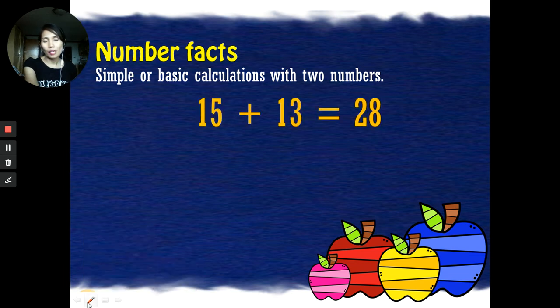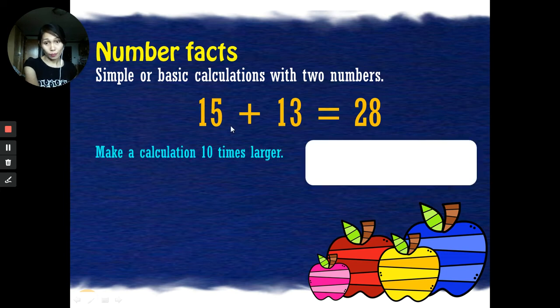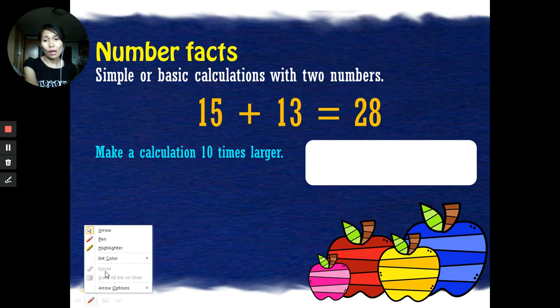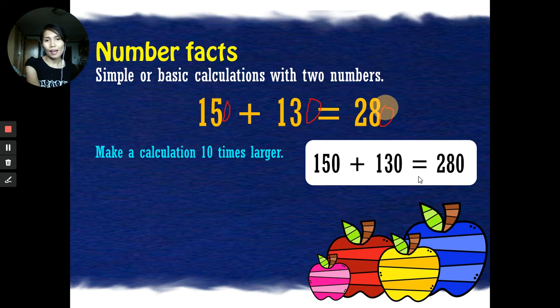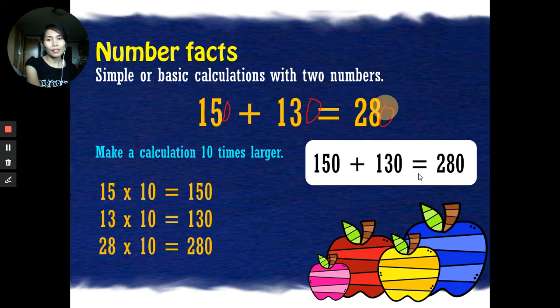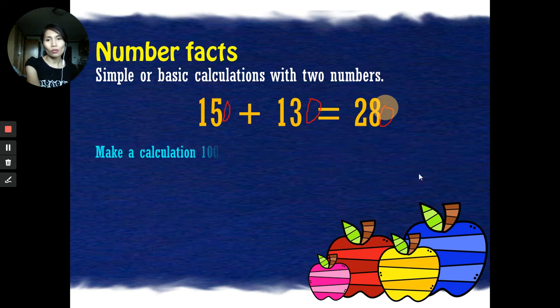15 plus 13 equals 28. Let's calculate 10 times larger. As I've said, 10 times larger, you don't have to multiply, you just add 1 zero. So 150 plus 130 equals 280. Is it correct? Yes, correct. Let's try another one.